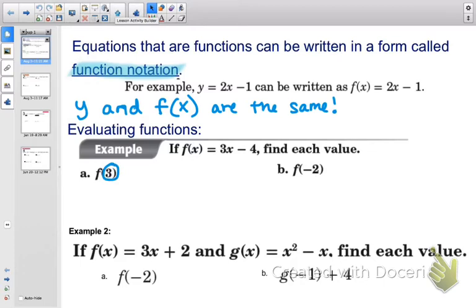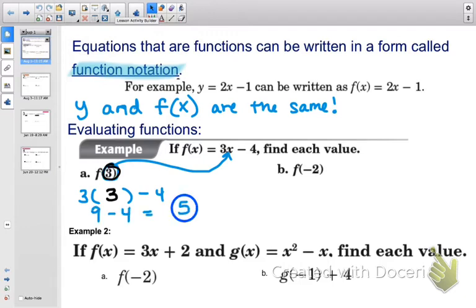So if we look at our first example, this says we're using the f function, and we're plugging in 3 every time we see an x. So 3 times x minus 4, well, I'm going to plug in 3. 3 times 3 is 9. 9 minus 4 gives me 5.